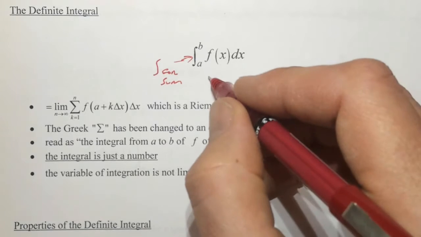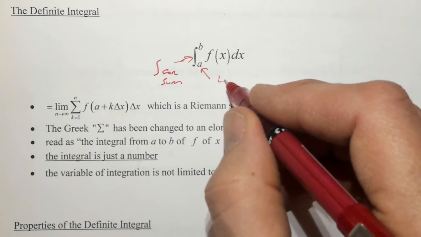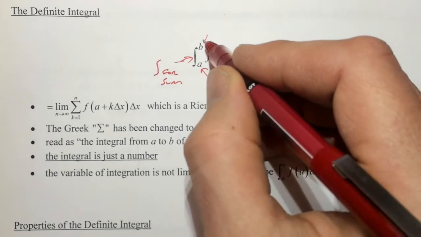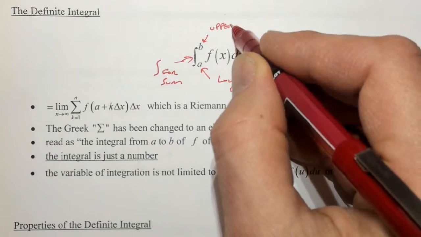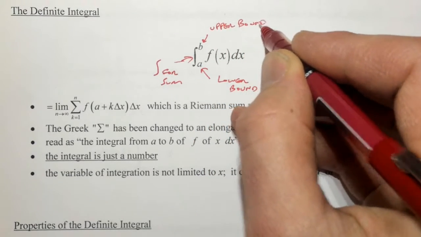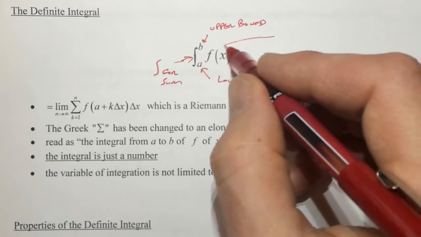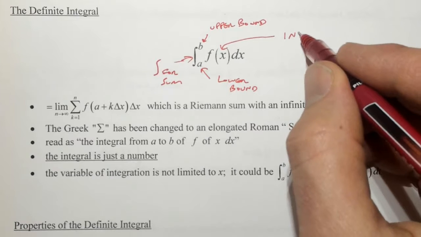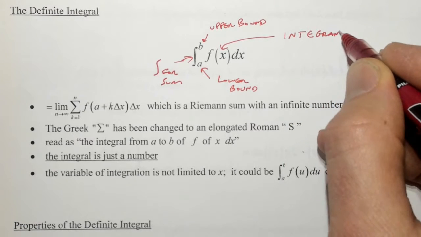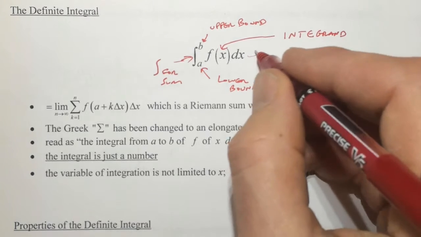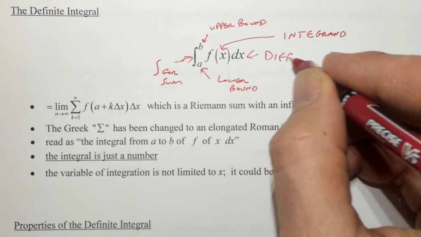The a, that's known as our lower or left bound, but we tend to call it the lower bound. And b, that's our upper bound of our region. Both a and b are in terms of x for starters. The f of x right here, that's known as the integrand. That's the item in which we're trying to find the area underneath. And then the dx, that's known as our differential.